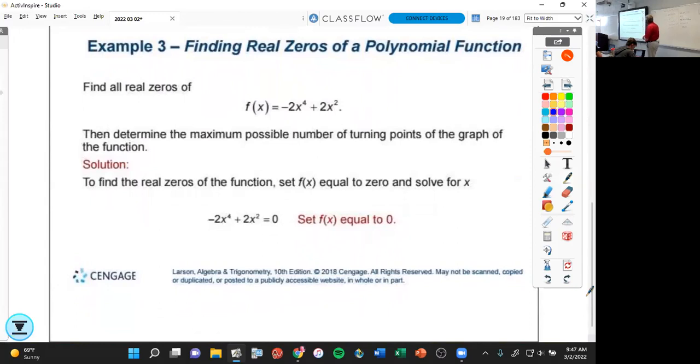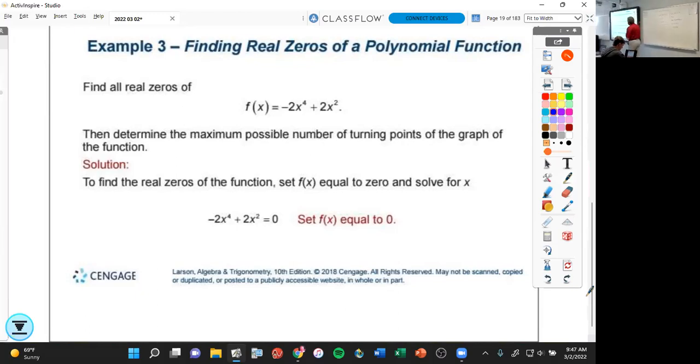Find all the real zeros of negative 2x to the fourth plus 2x squared. Then determine the maximum possible number of turning points. Okay. What's the degree? 4, which is even. So what are the ends going to do in general? Go together. In this case, they're going to go down. Okay. How many turning points at most does this have? At most, how many does it have? 3. At most, it has 3 because that's n minus 1, right?